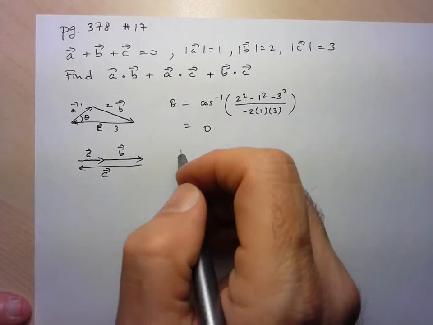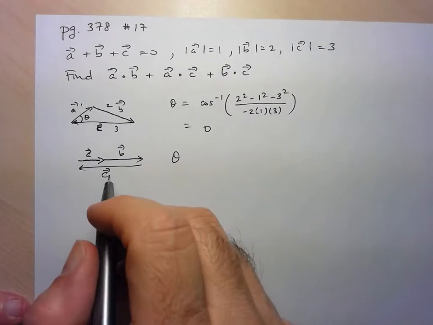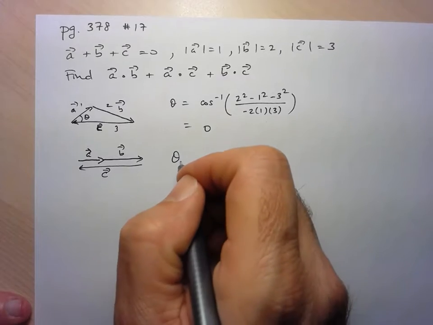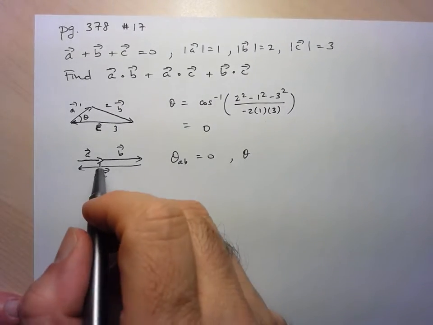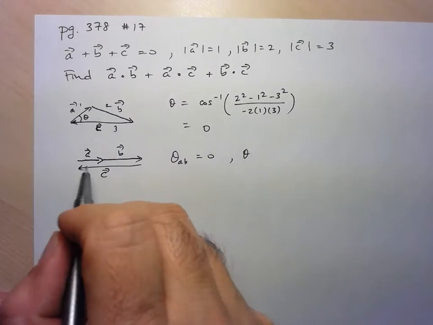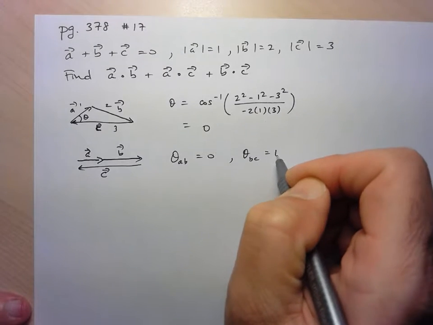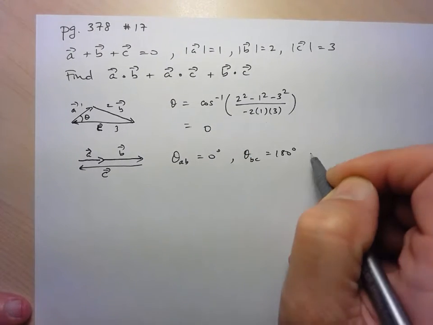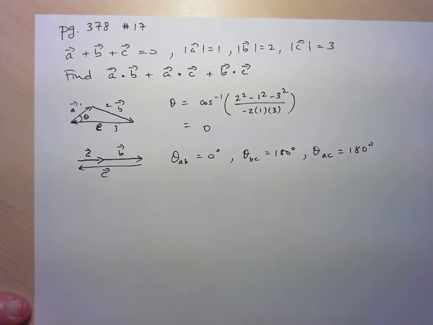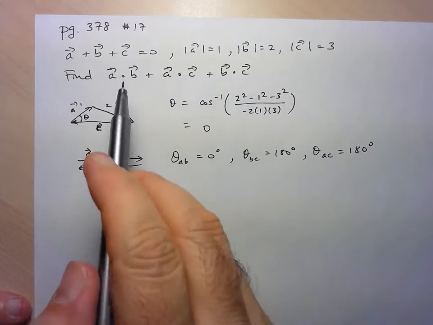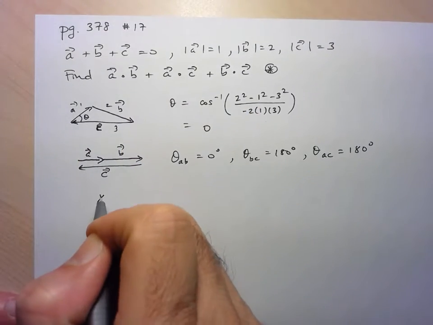So here, I'll use subscripts. If I want the angle between vectors A and B, well, they're in the same direction, so that angle is going to be equal to 0, but the angle between A and C and B and C, since they're just in opposite directions, is just going to be 180. So B and C, 180, and between A and C is equal to 180. Okay, so now I can go ahead and determine this expression.